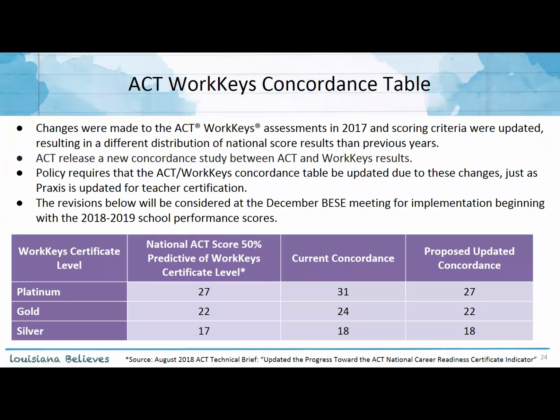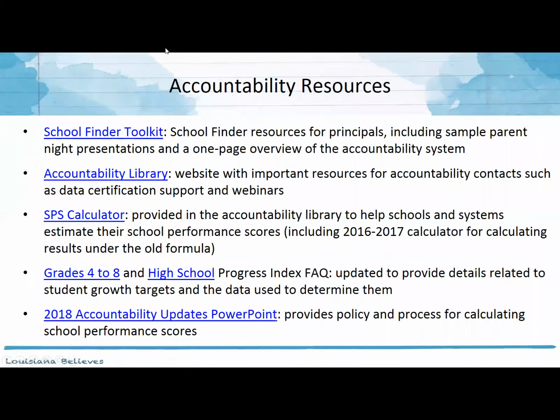As required in Bulletin 111, the department is recommending revisions to the ACT WorkKeys Concordance table to reflect the changes to the WorkKeys assessment and scoring. These revisions reflected on this slide will be considered at the December BESE meeting for implementation, beginning with the 2018-2019 school performance scores. And this is a list of accountability resources just as a reference for you all.